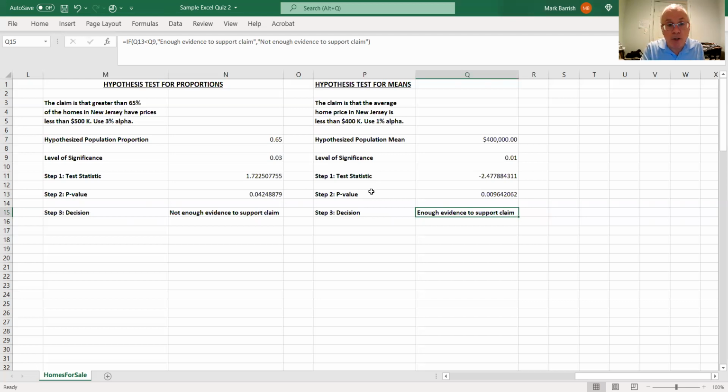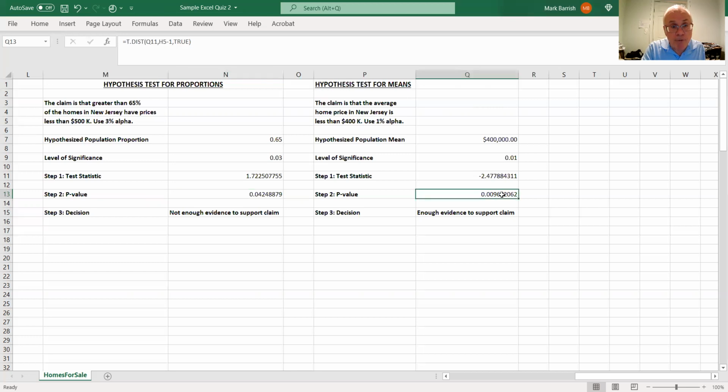So for example, let's go to the hypothesis test for proportions. If the alternative hypothesis stated that the claim is that something other than 65% of homes in New Jersey have prices less than 500,000, something different than that, that would be a two-tailed test. And therefore, for this formula here, we would just put parentheses around it and multiply it by 2 if it was a two-tailed test.